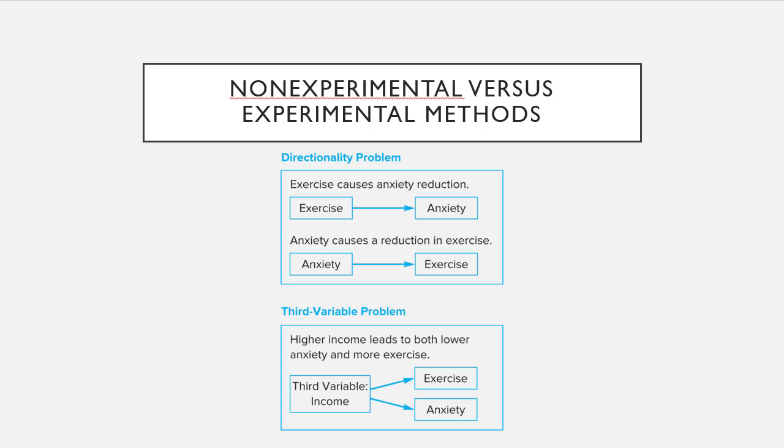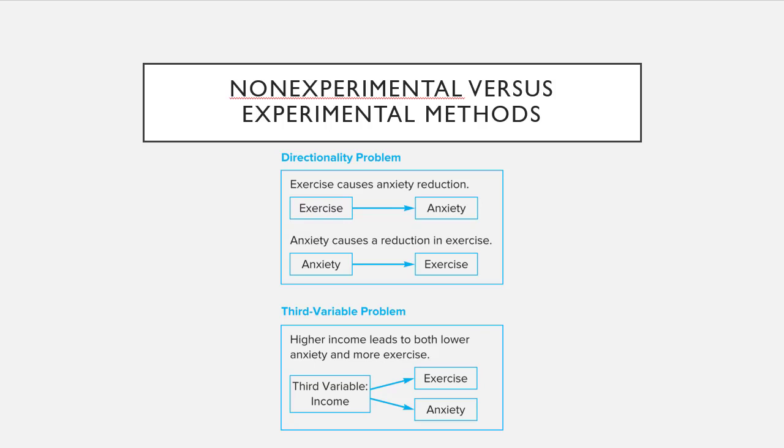The third variable problem is that something else can be related to exercise and anxiety. So higher income leads to both lower anxiety and more exercise. Okay, so maybe somebody who has a little bit more income has the ability to pay for things without having to work as much, so they have more time to exercise, and they might have less anxiety about making ends meet.